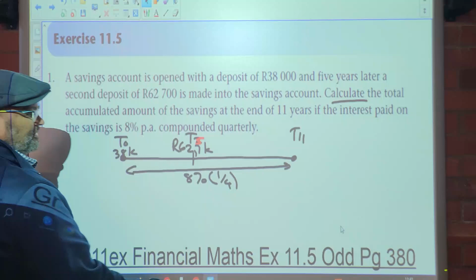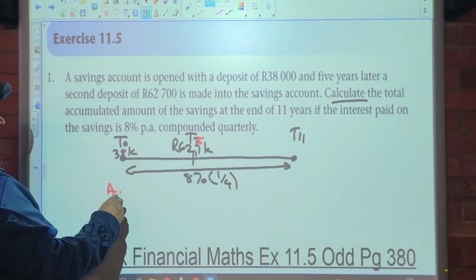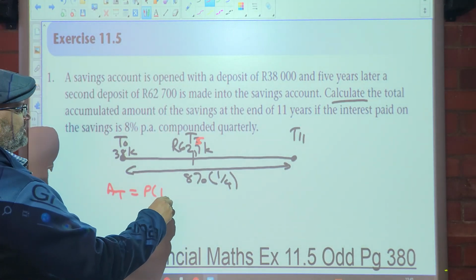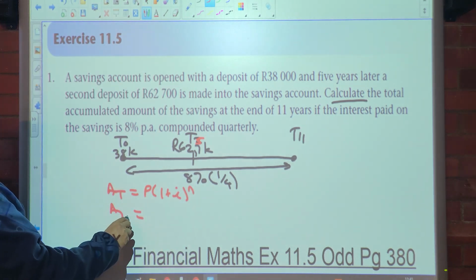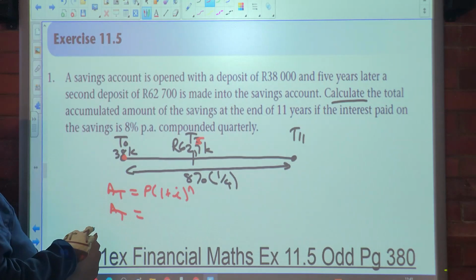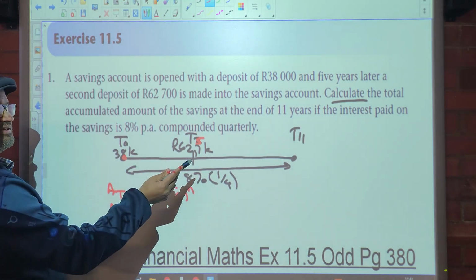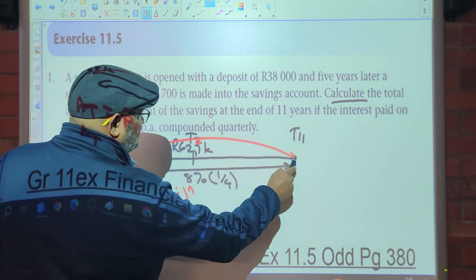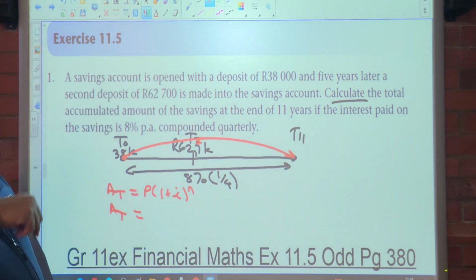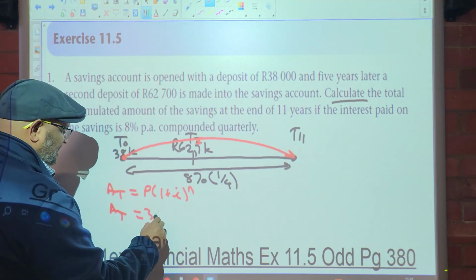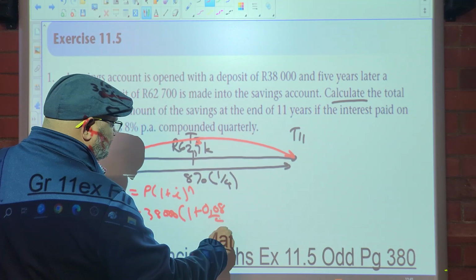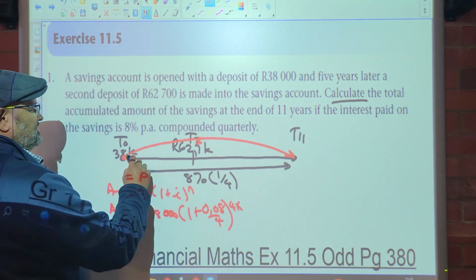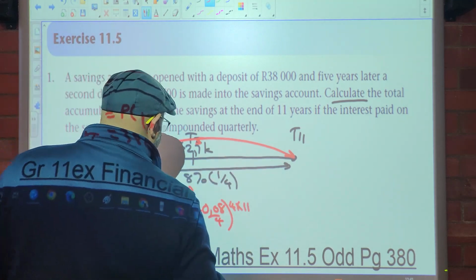Right, you all agree with that, people? So when we start, A total is equal to P into 1 plus i to the exponent n. So let's start with the 38,000. Can I take that straight to the end? Yes. Why? No interest rate change. If there was an interest rate change, I have to stop where the interest rate changes. So it's going to give you 38,000 Rand into 1 plus 0,08 over 4 to the exponent 4 times 11 years.